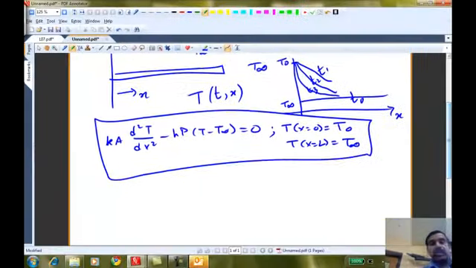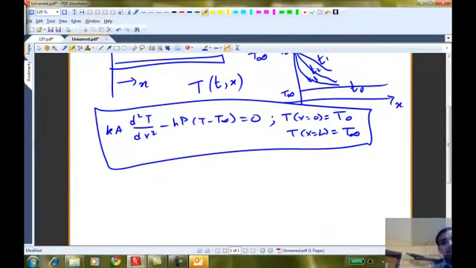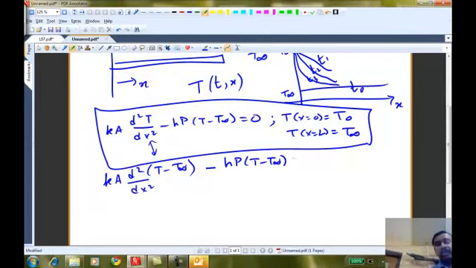So, do you agree that I can write the first term as k a d squared over dx squared of T minus T infinity? Can I do that? T infinity is a constant. So when I take the second derivative of T infinity, it is 0, right? So these two are basically the same if I write it as T minus T infinity. Okay? And minus hp times T minus T infinity equal to 0.